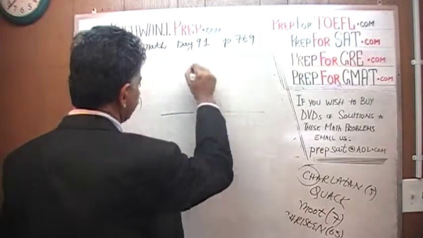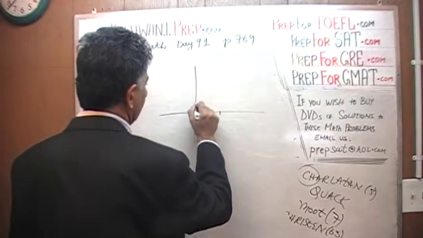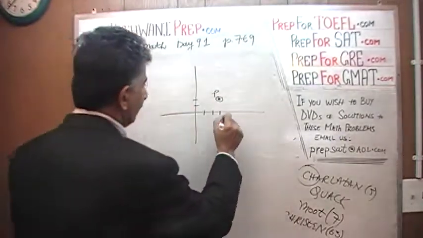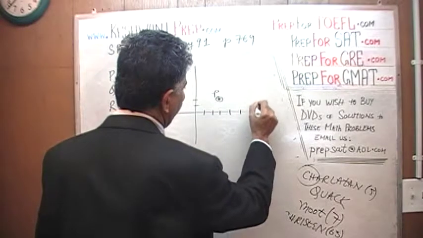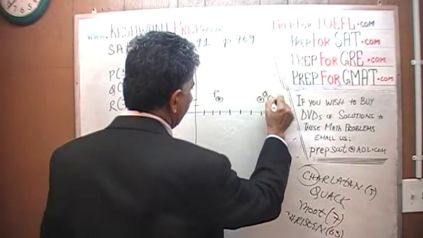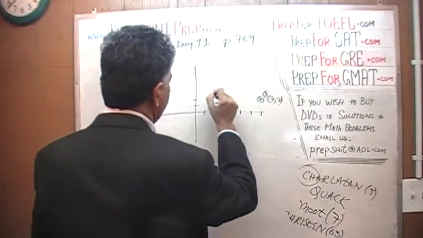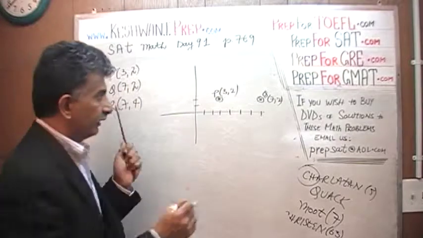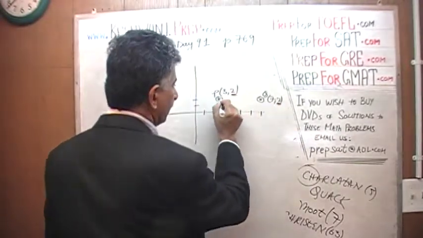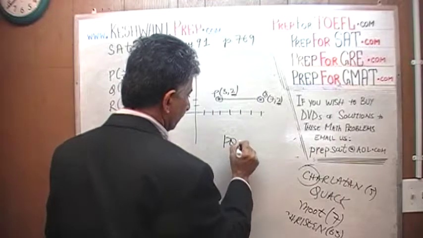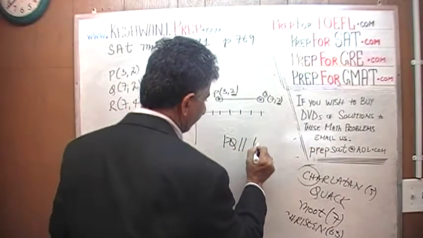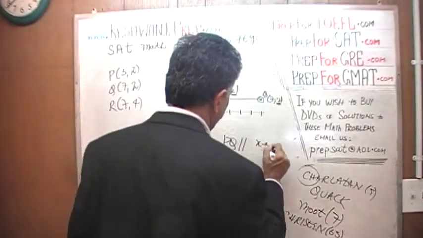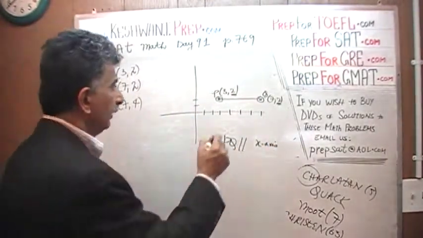3, 2. 1, 2, 3, and 2. So that's our point P. Then we have 7, 2. 4, 5, 6, 7, and 2. And that's Q. That's 7, 2, and this P was 3, 2. The very first thing we notice is that because their y coordinates are the same, the line PQ must be parallel to the x-axis.